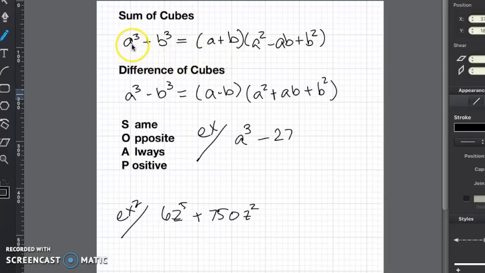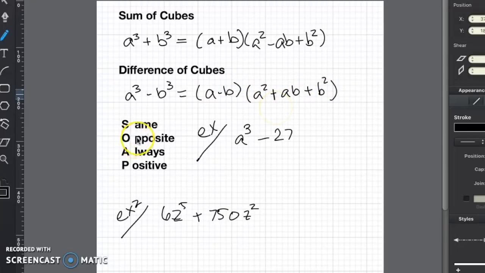Sum of cubes is when you have the situation of a cubed plus b cubed. We can split it up into a plus b times a squared minus ab plus b squared. And difference of cubes is when we have the situation of a cubed minus b cubed. We can split it up into a minus b times a squared plus ab plus b squared.